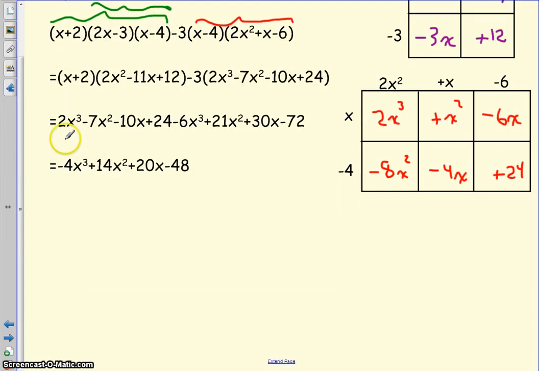Okay, so take a minute and check your answer there. For that first multiplication here, you should get 2x cubed minus 7x squared minus 10x plus 24. If you can't get that to work, check with a friend or come see me, and I'll walk you through the array. Then for the second part right here, multiply the minus 3, distributing it through this entire bracket. Remember the negative distributes as well, so you get negative 6x cubed plus 21x squared plus 30x minus 72. Collect your like terms, and you wind up with this final answer right here.